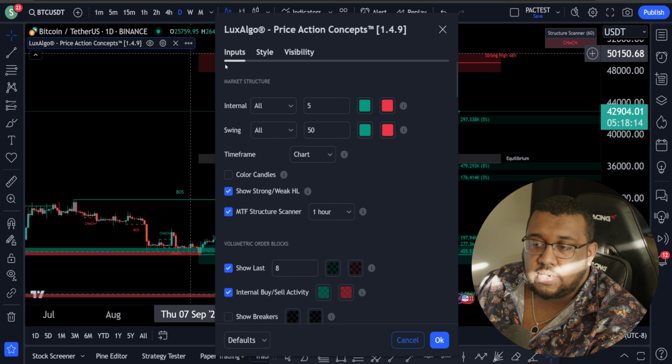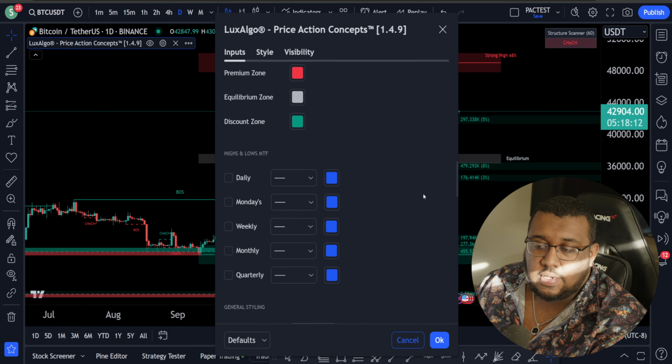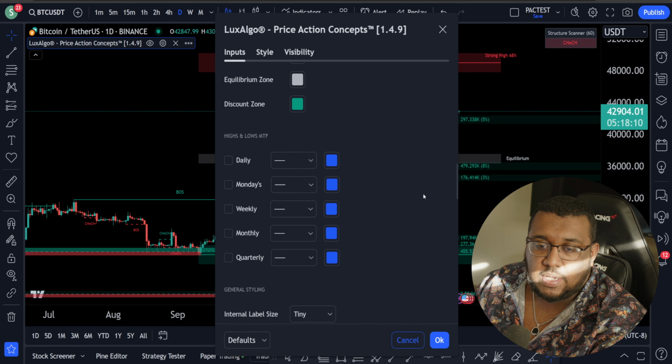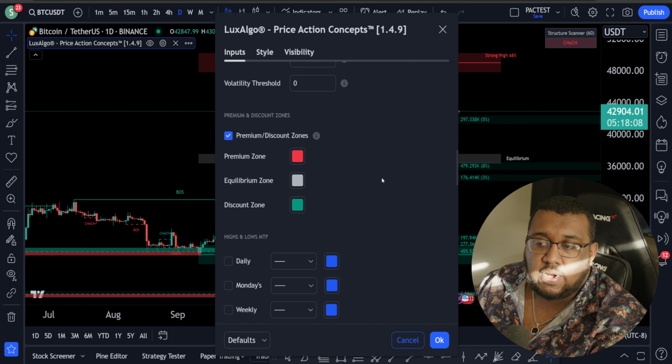I do not have these on my charts. They're a little bit too much for me, and I just don't particularly like them. I don't really find them all too much useful, okay?